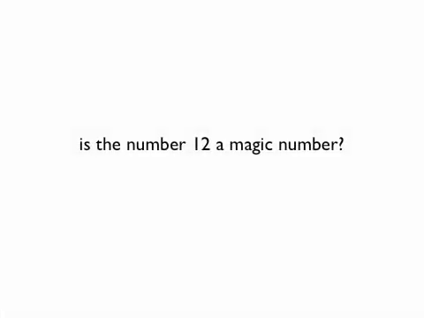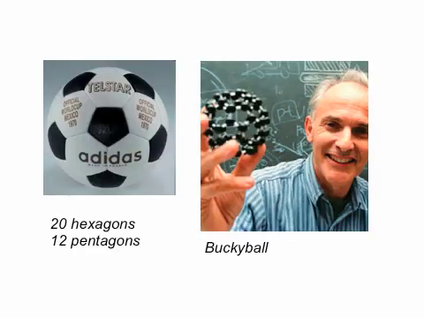Let me share a story with you. The story is: is the number 12 a magic number in assembly, yes or no? So there you go. Here's a picture on the left of a football, an old football. Nowadays they don't make them like this anymore. They have all kinds of weird stitches. And what you'll find on the football is that you have 20 hexagons, which are your white boxes, and 12 pentagons. So 12 is on a football.